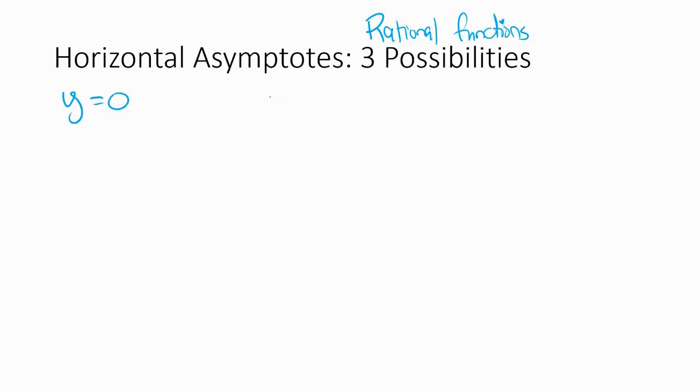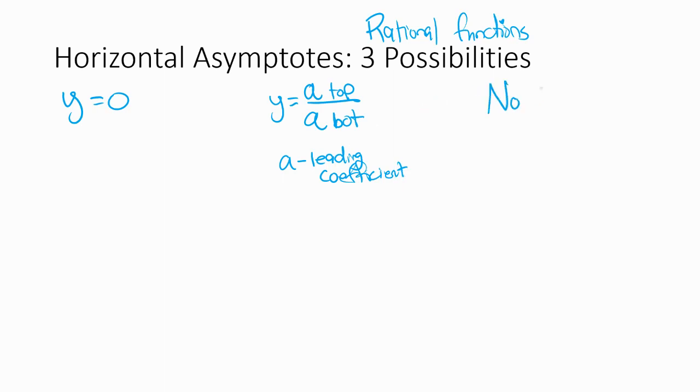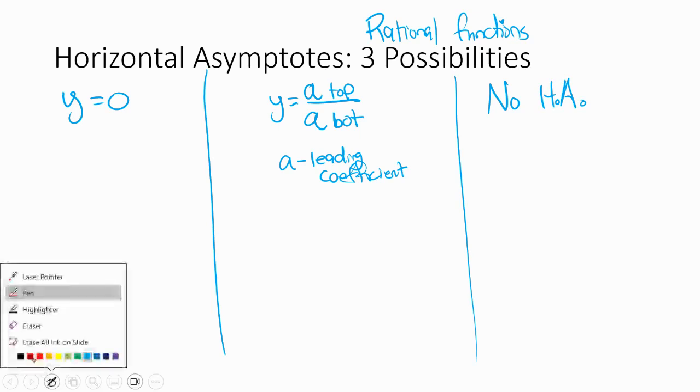Option two, you could have the line y equals a fraction where you have the a value of the top divided by the a value of the bottom. And when I reference a value, I'm specifically meaning leading coefficient of whatever polynomials are on the top and the bottom. And then finally, you get no horizontal asymptote as your last option. So three options. And now we just need to know when to have those three options.